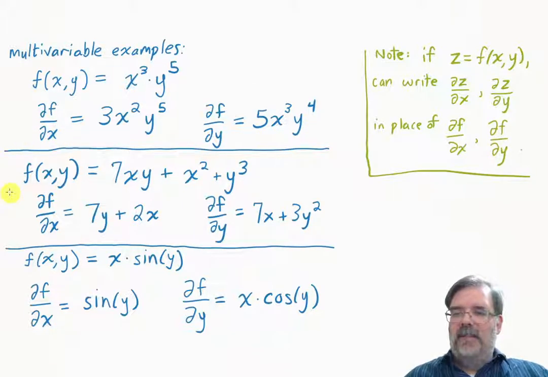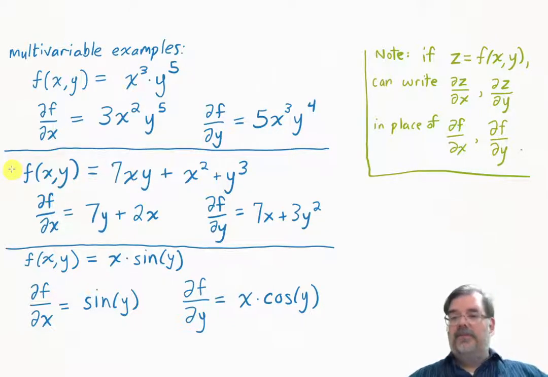All right, let's see some more. What's the function f of x comma y? In this case, the function is 7xy plus x squared plus y cubed. Again, we want to calculate both partial derivatives. Calculate df dx.